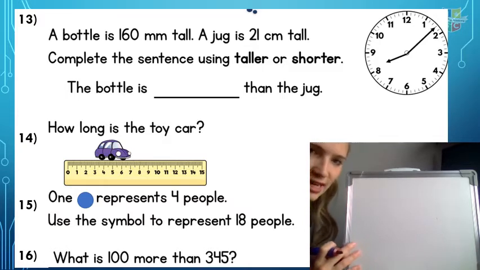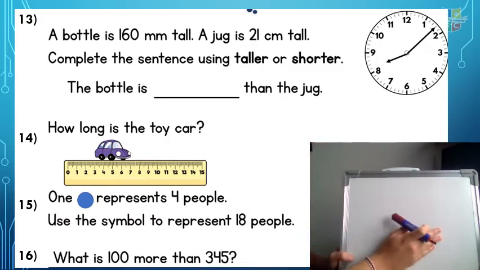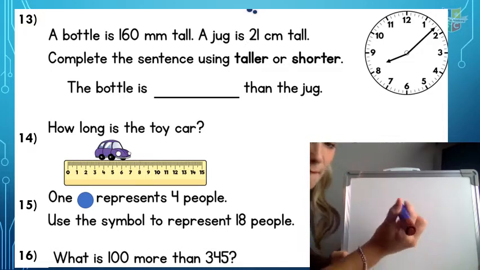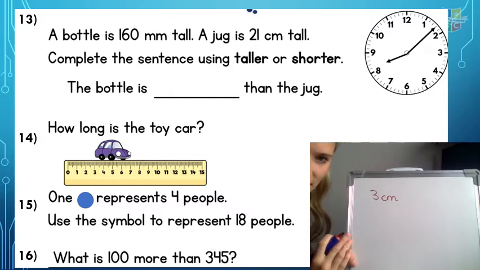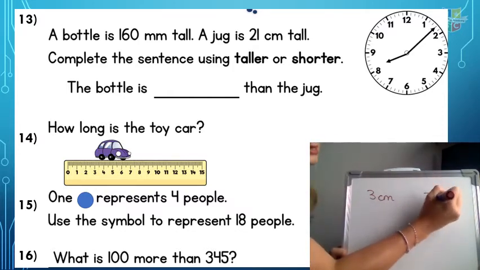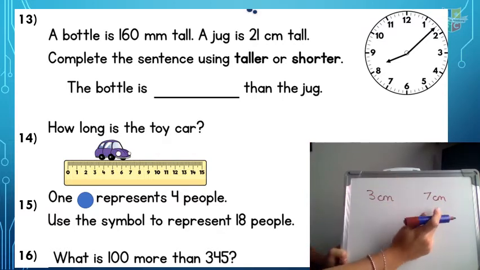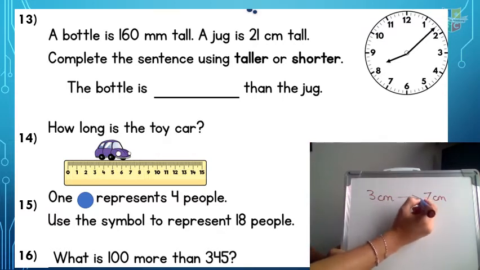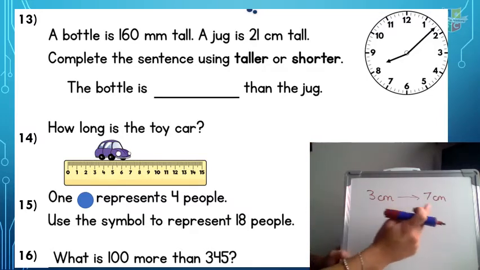Okay, for number 14, so we can see the toy car isn't at the start of the ruler, so we need to see what it starts on. So if I have a look, my toy car starts at 3 centimetres, so that's where it starts. It finishes at 7 centimetres, so that's how far it goes. So my toy car starts at 3, goes to 7. So I want to know what the difference is. How long is the length? Well, I know if I count from 3 up till 7, I will get the answer for centimetres as your answer.